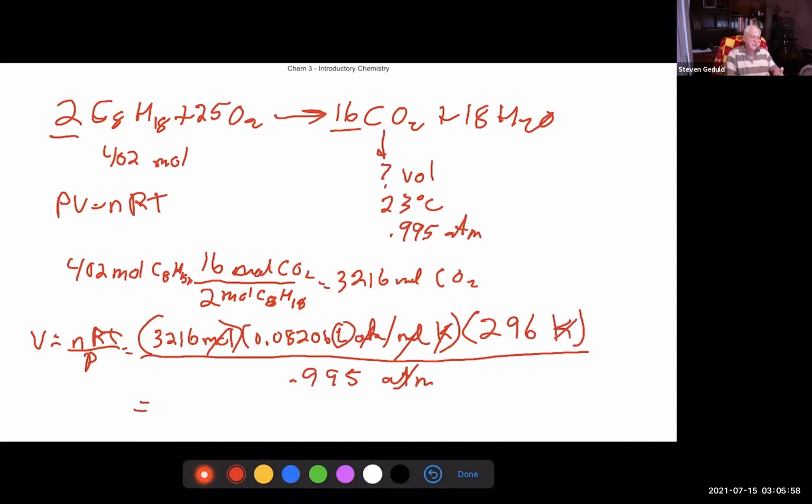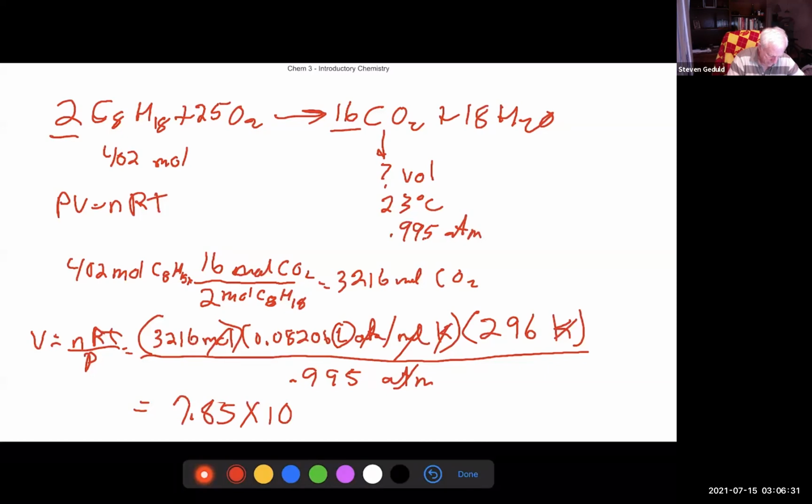So 3216 times 0.08206 times 296 divided by 0.995 equals a big number, 7.85 times 10 to the, let's see where we're at, 7.850, yeah, so 10 to the fourth liters. Is that right? 1, 2, 3, 4. 7.85 times 10 to the fourth liters.